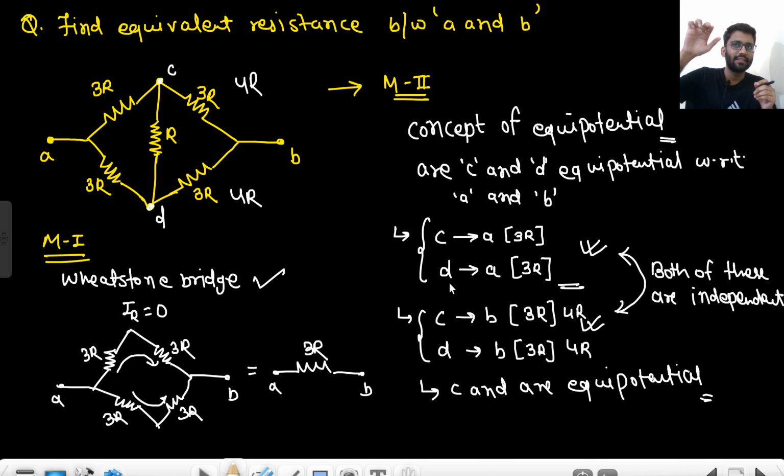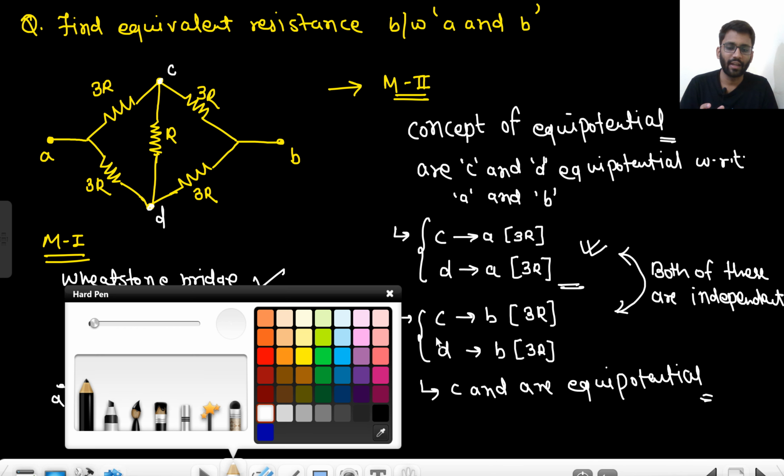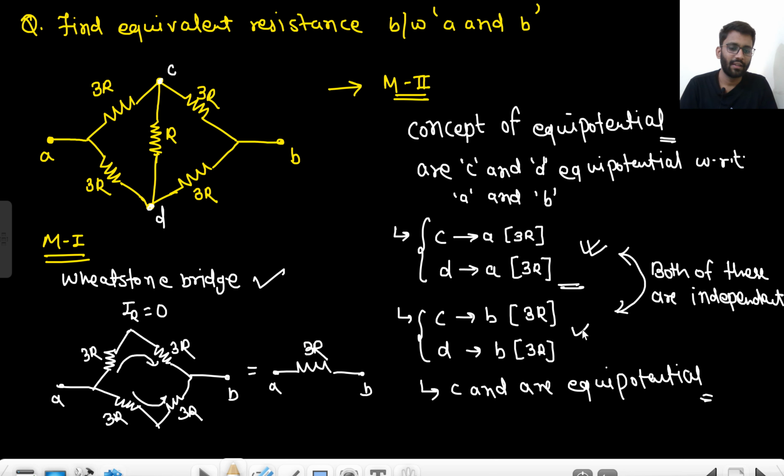Now I will check C going to B and D going to B. Both of them are doing the same work. Both works are done, so this work is independent of this one. Are you getting my point? Let's consider for this question not 3R only, not 4R, only 3R. But I want to give a point here.